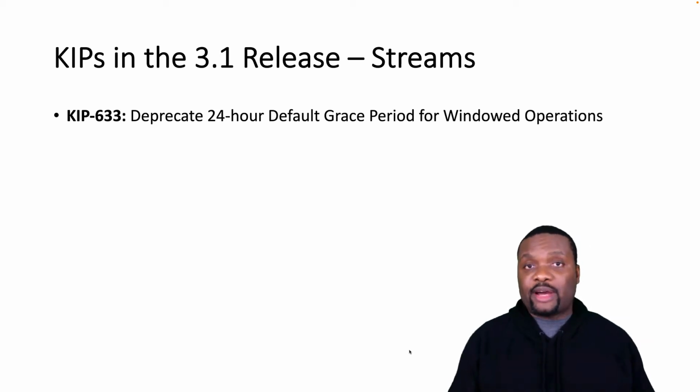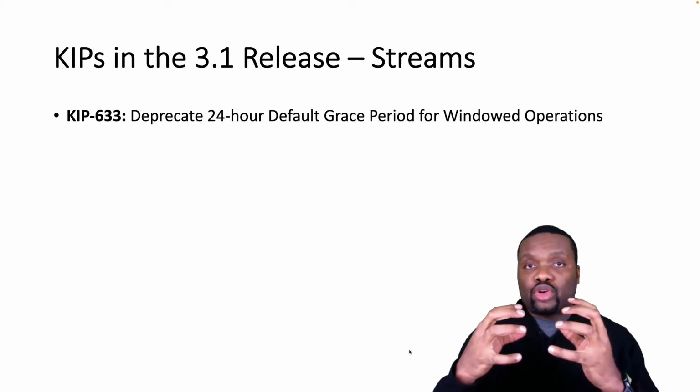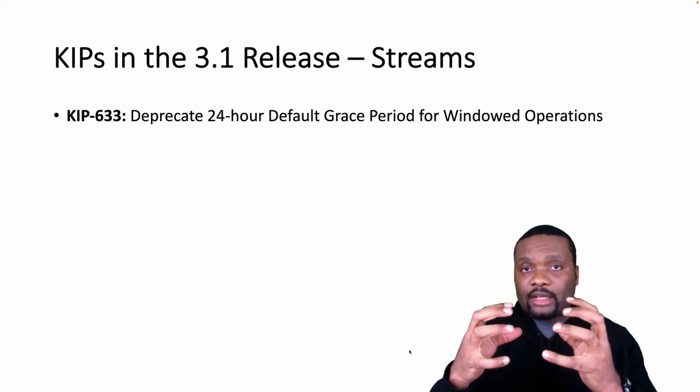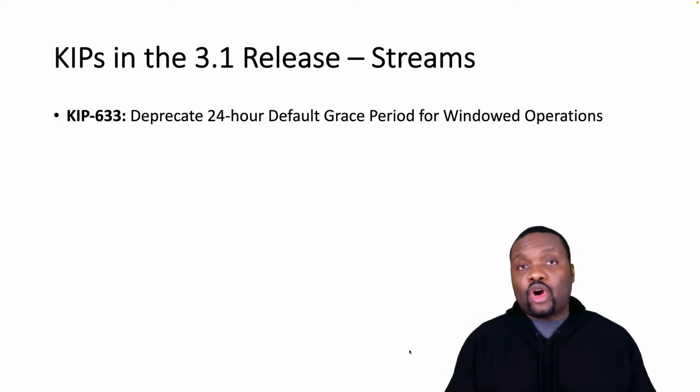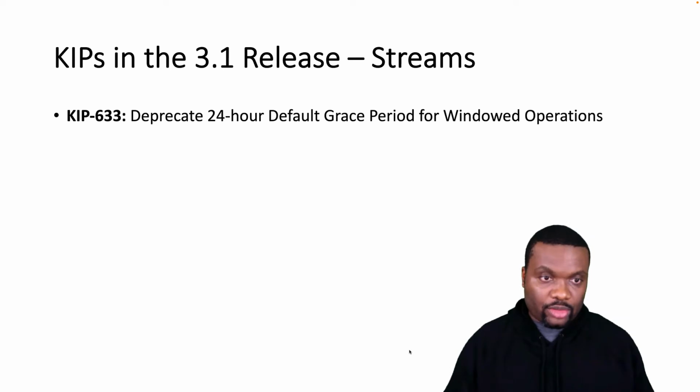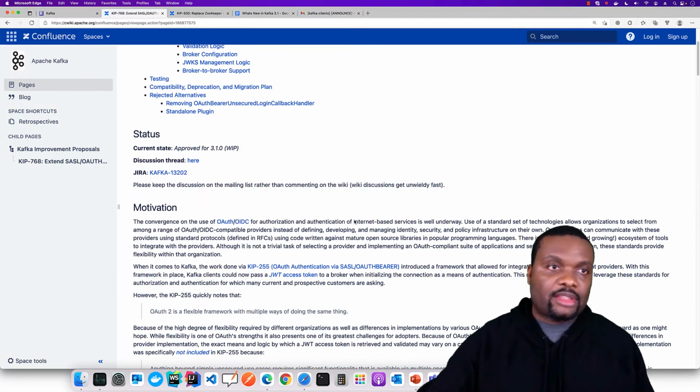Now with this new KIP, what we are able to do is allow you to control the amount of grace period that you're putting, or to specify no grace period at all. So let's take a look at KIP number 633 to see the details of that.